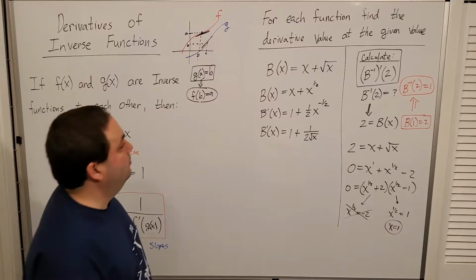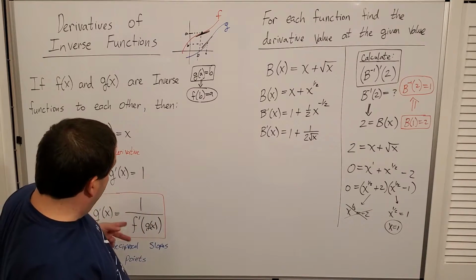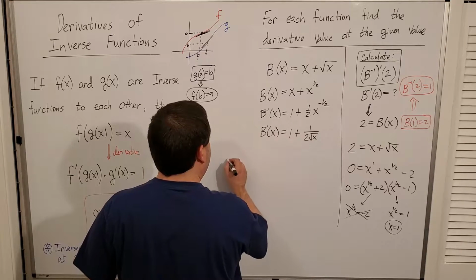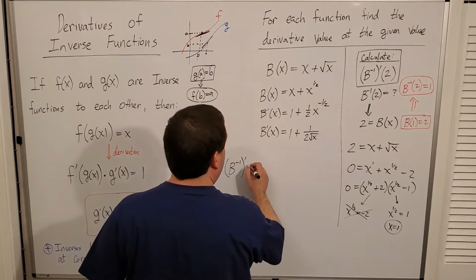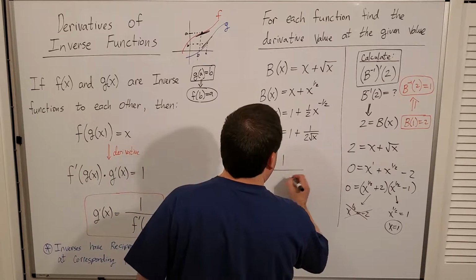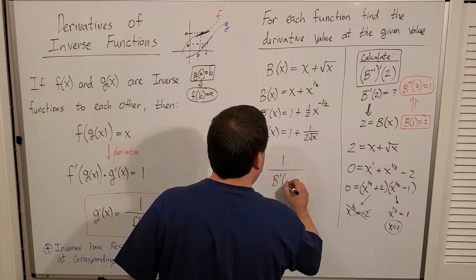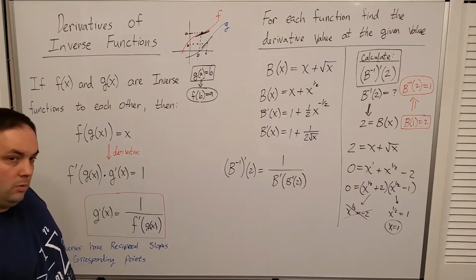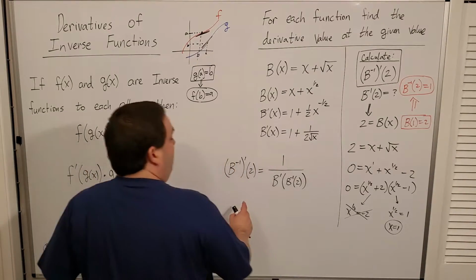All right, so what I need now is to plug in the appropriate values and do the reciprocals. So here I go. B inverse prime at some value 2 is going to be equal to 1 over the b prime of b inverse of 2. That's what this is telling me.